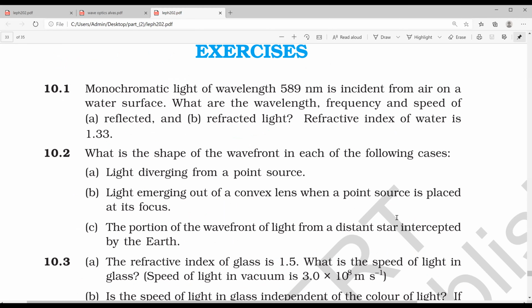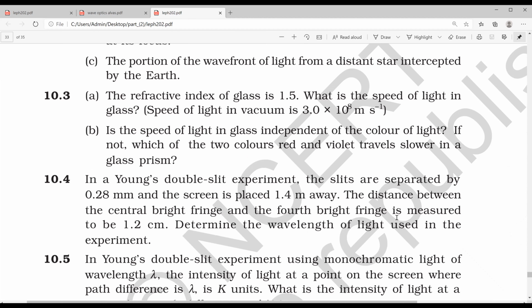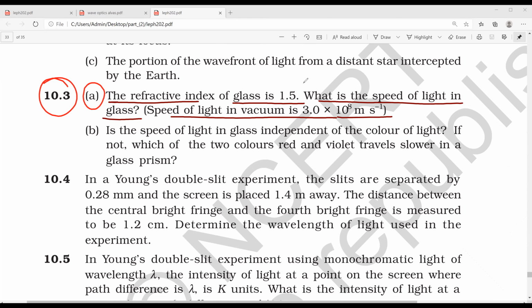So the second question is based on theoretical concepts. Go through the question and try to solve that one. And next we shall see the third one, that is 10.3. So 10.3, what is the question? Here two questions, A and B, they asked. First one, the refractive index of glass is 1.5. What is the speed of light in glass? And speed of light in vacuum they have given, 3 into 10 to the power of 8 meter per second.